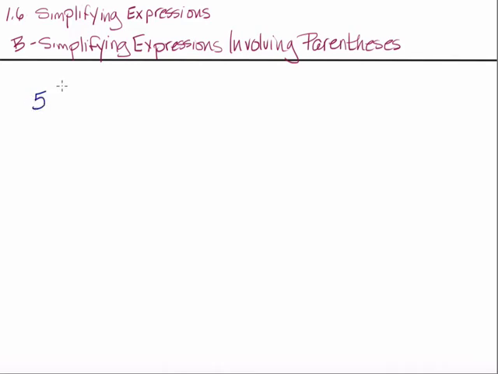Some expressions have more than one set of parentheses in them. And so we need to use distribution on this piece and on this piece, even though it may not be obvious here that that's what's happening. This one here, I get 5 times x is 5x, and then the minus, and 5 times 2 is 10.